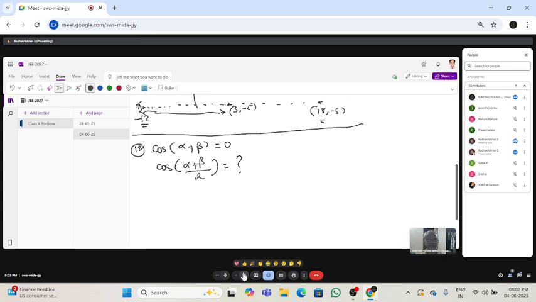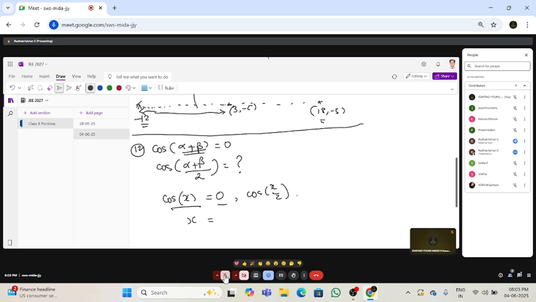But there is also another answer. 1 by root 2 is right, but there is another answer also. What is that? So if cos of alpha plus beta equal to 0, you can take alpha plus beta as x. Okay. Cos of x equal to 0. So what is cos of x by 2? That is what we need. So if cos of x equal to 0, what is the value of x?